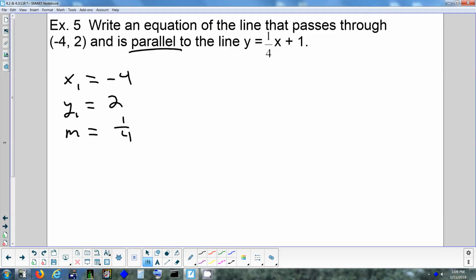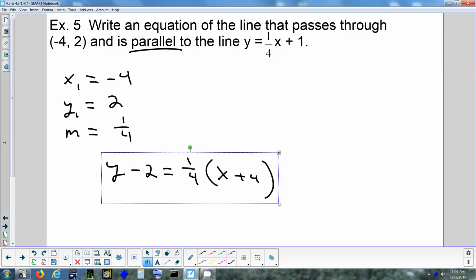Y minus 2 equals 1/4 times x minus negative 4. So x minus negative 4, what I'm going to do right at this step is I'm just going to make it plus. Why did I make that a plus?